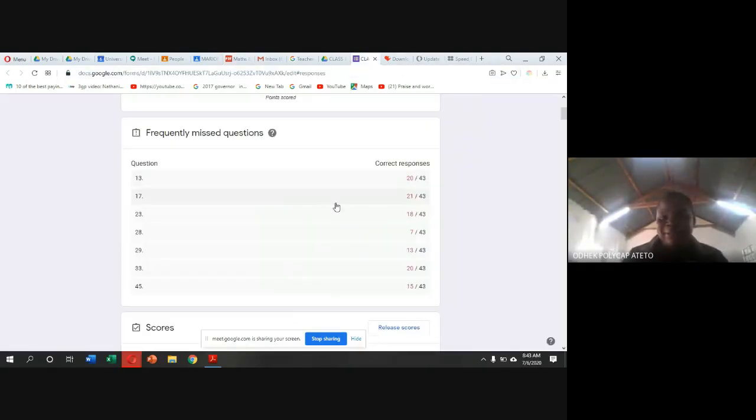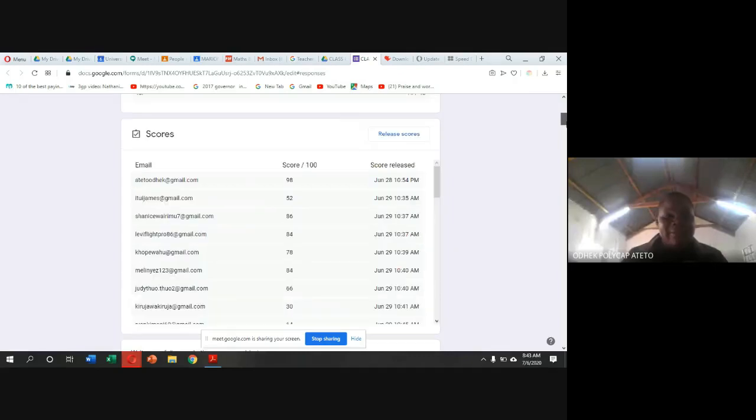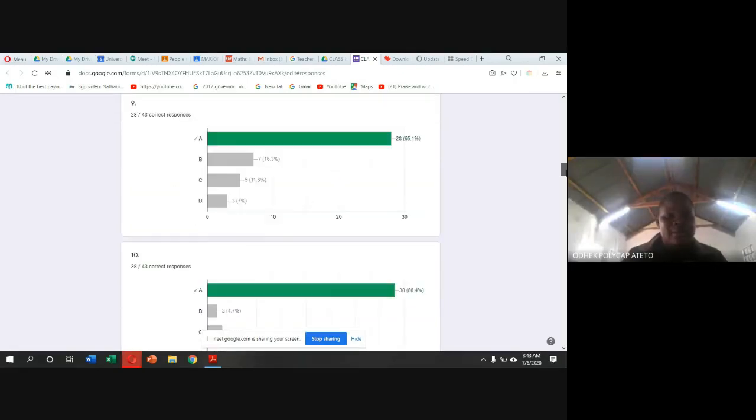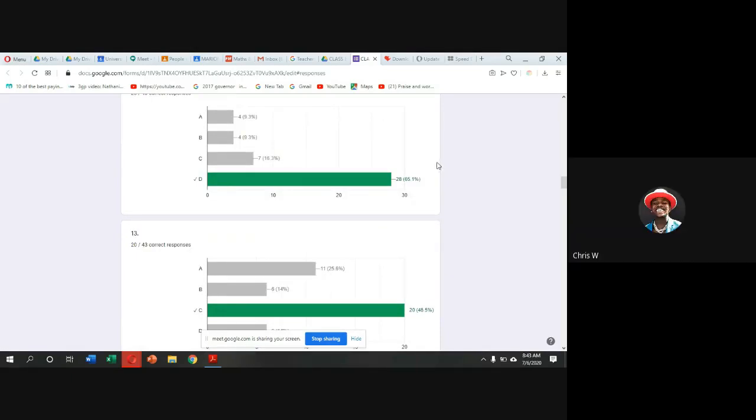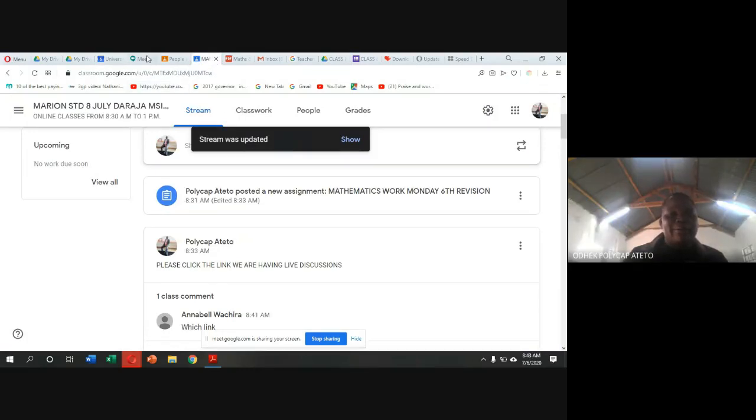So why was this one most failed? It was marked wrongly. Number 13. It was being marked with which choice?